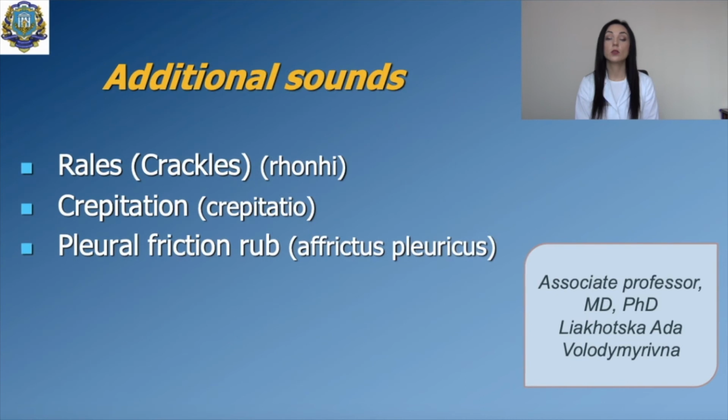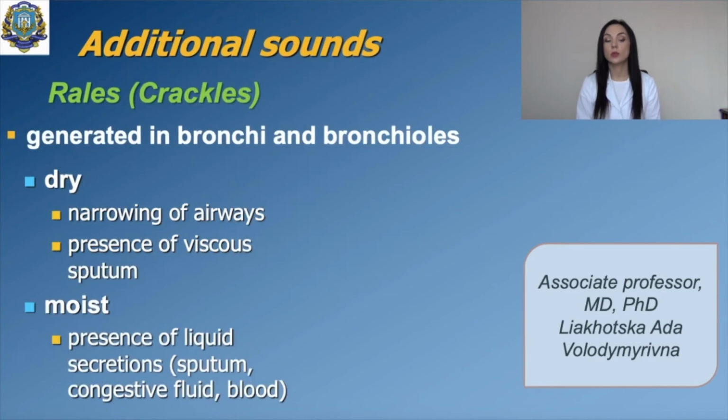The additional sounds: rails, crackles, bronchi in Latin, crepitation, crepitatio, pleural friction rub, affrictus pleuricus. Additional sounds also include rails, crackles. Let's talk about them. They are generated in bronchi and bronchioles, and could be dry and moist. Dry: narrowing of airways if the patient has, or presence of viscous sputum. Moist: if the patient has presence of liquid secretion, sputum, or some congestive fluid or blood.